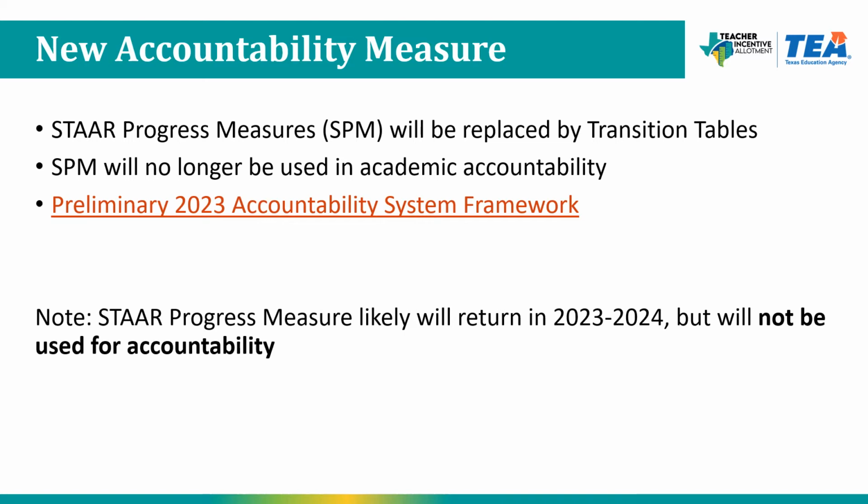Many people have also heard that while there's no STAAR progress measure for this school year, it is likely coming back the following year, and that's true. However, even though it comes back and you can use it if you want for reference, it's no longer going to be used for accountability. So it's up to you whether, once this year is over and STAAR progress measure comes back, you choose to use it again. That's a local decision.